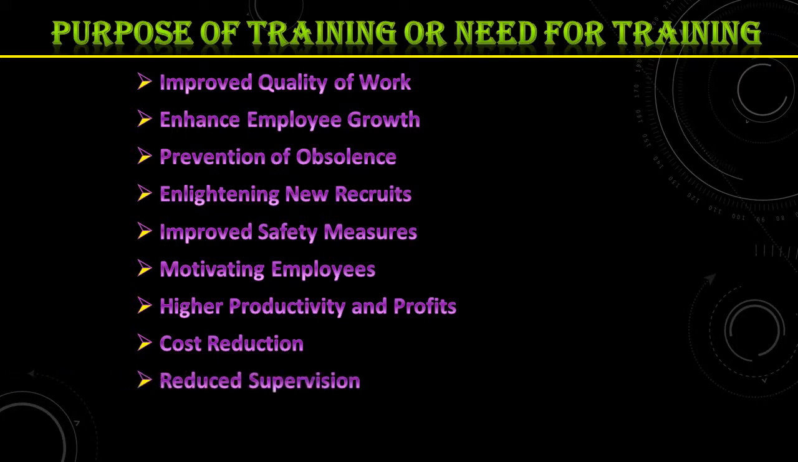Next, reduced supervision. Trained employees need minimum supervision as they are educated about various aspects of the job in detail in the training program. Next, better adaptability. Employees are able to adapt themselves to new technologies and new methods of work which are constantly undergoing changes. So for the purpose of all these, we are giving training to the employees.